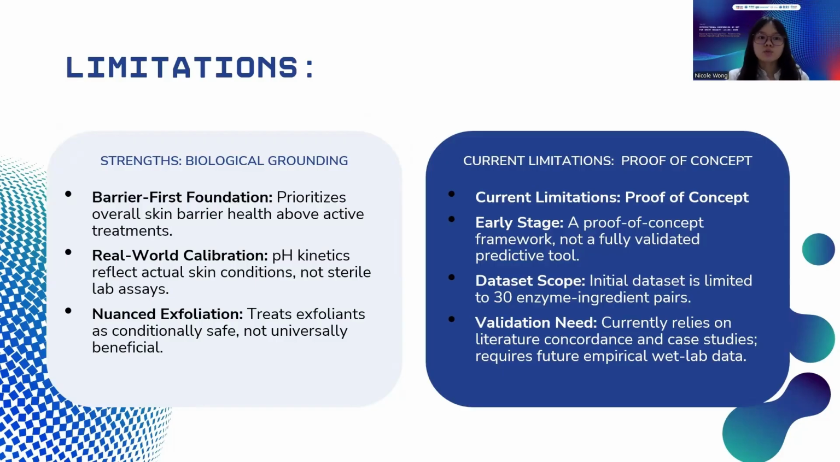That said, we also want to be upfront about our limits. Right now, Barrier is a proof of concept, not a fully validated tool. Our data set is still small with just 30 enzyme ingredient pairs, and our validation so far relies on comparing results to existing research plus one real product case study. So we haven't run wet lab experiments yet.